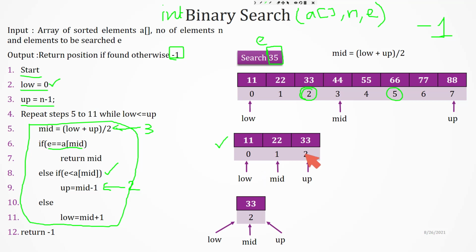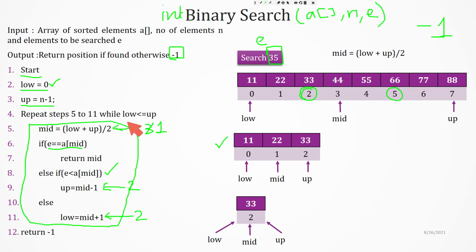So low is 0, up is 2. 0 plus 2 by 2 is 1. So the new mid value is 1. E equal to A of mid: 35 equal to 22 is false. Then E less than A of mid: 35 less than 22 is also false. Then it will go to this else part. Low equal to mid plus 1. Here mid is 1, so low becomes 2.